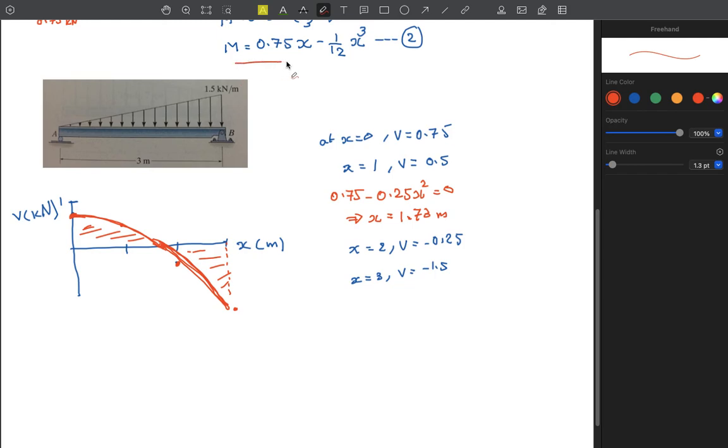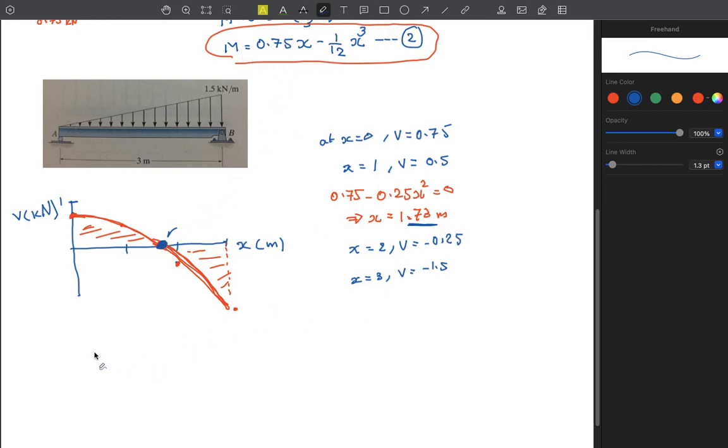Now we have to work with the moment equation. We need to draw the bending moment diagram in the same manner. Now, remember from the previous video, we said that where we have 0 value of shear, at this point exactly, we'll have maximum moment. So we go into our moment equation. We plug this x value, which is 1.73, into this equation to find the maximum moment.